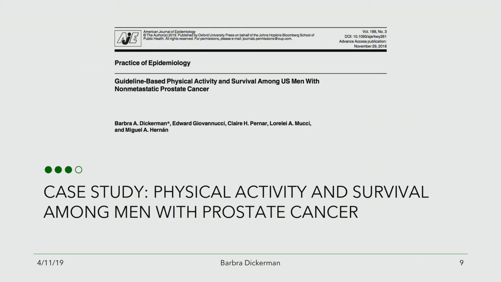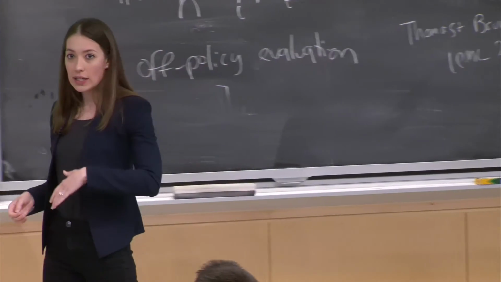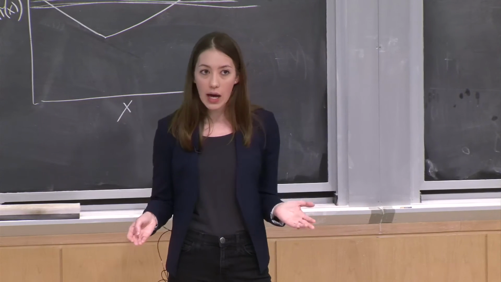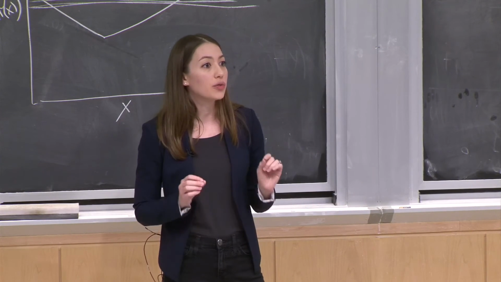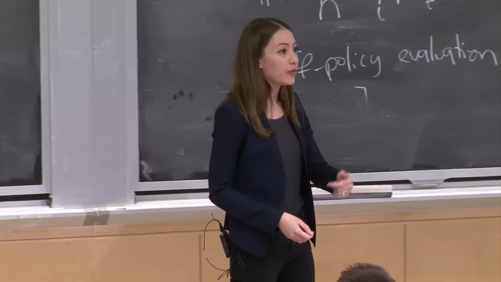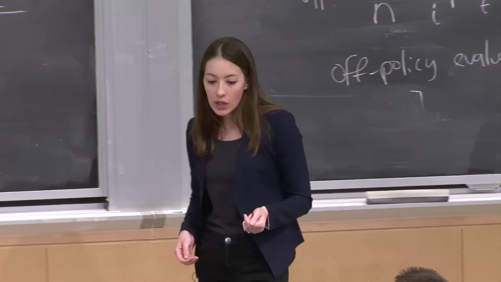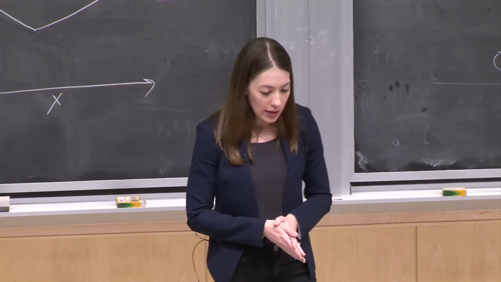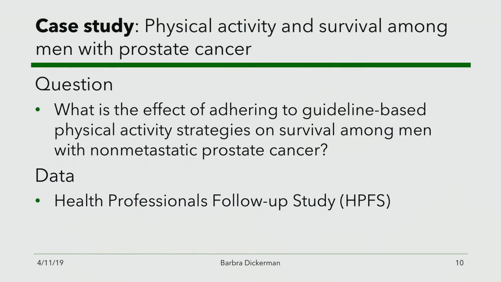So in my research, what I do is I combine G methods with large longitudinal databases to try to evaluate dynamic treatment strategies. I'm particularly interested in bringing these methods to cancer research because they haven't been applied much there. So a lot of my research questions are focused on answering questions like how and when can we intervene to best prevent, detect, and treat cancer. And so I'd like to share one example with you, which focused on evaluating the effect of adhering to guideline-based physical activity interventions on survival among men with prostate cancer.